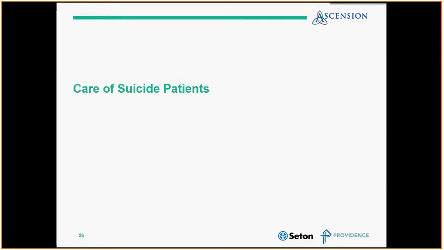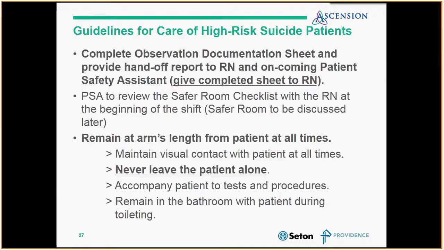So next we will talk about care of suicide patients. For every suicide patient, there's an observation document sheet that will need to be filled out. We will talk more about this in a little while. There is also a safe room checklist that will need to be gone over at the beginning of the shift. Again, we will discuss that shortly.